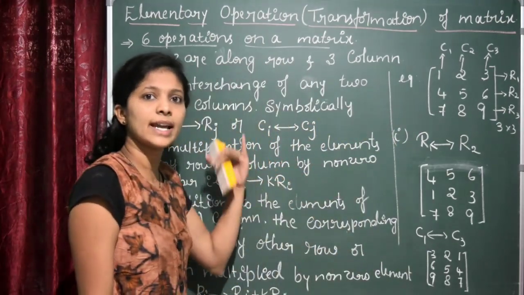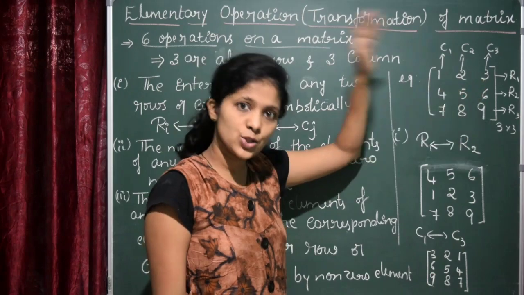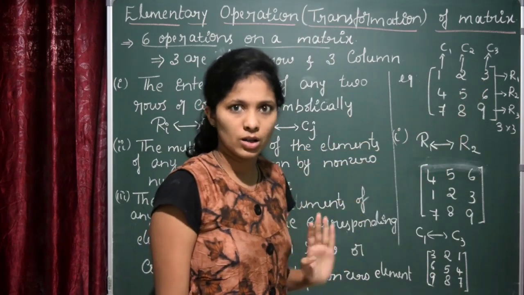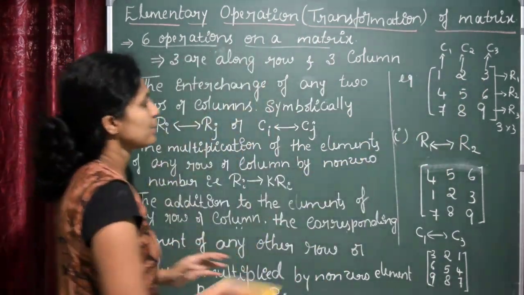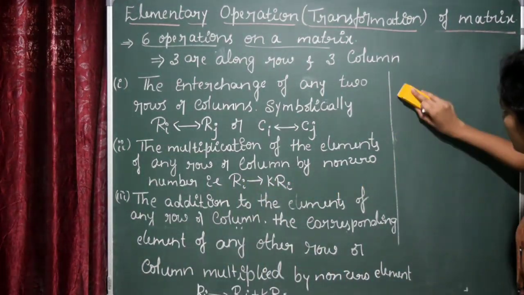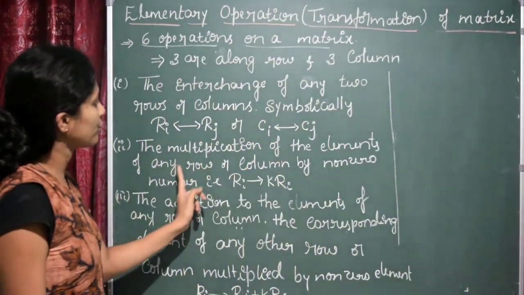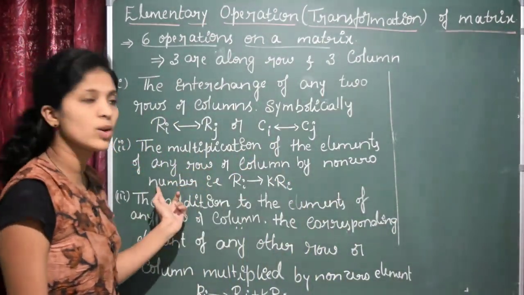Okay, interchanging any 2 rows or any 2 columns. You can't go with a row and column. It should be either row or a column. This is the first property. Second property says that, see the second property says that the multiplication of the elements of any row or column by a non-zero number.